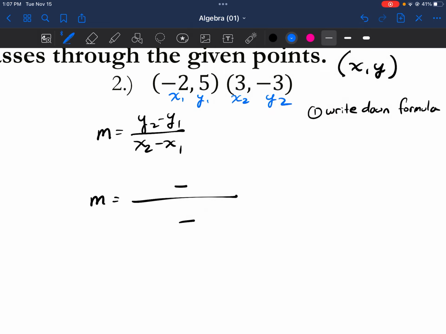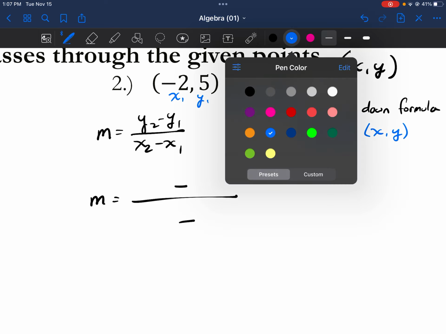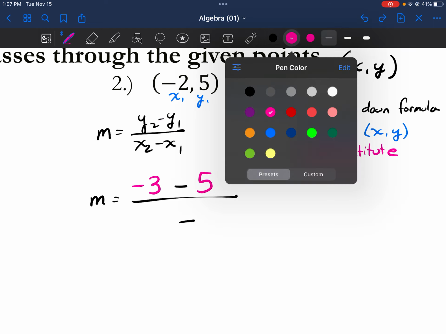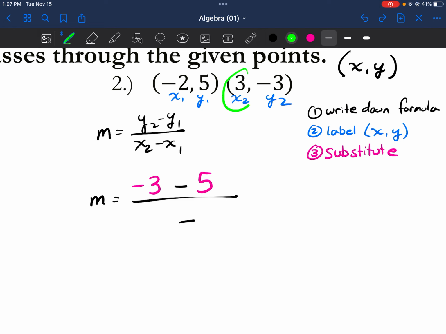Second step is to label your x comma y, right? Whether it's an x1 or an x2, depending on which point. Step 3 is to substitute the information. My y2 is -3, so I'm going to put that right there. My y1 is 5, so I'm going to put this here where the y1 goes. Then I have my x2, which is 3, and my x1, which is -2.